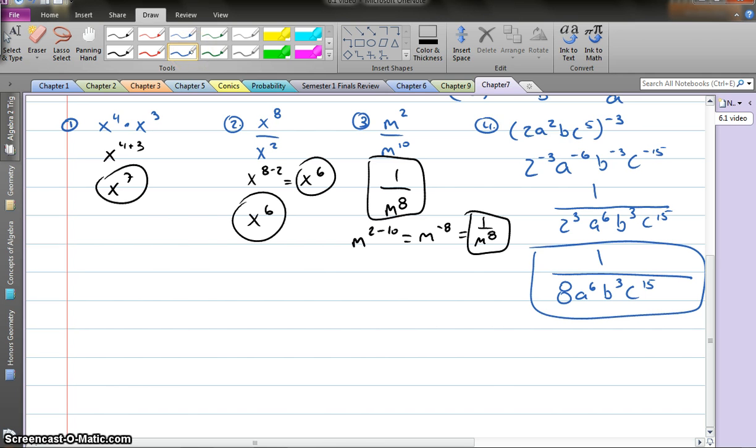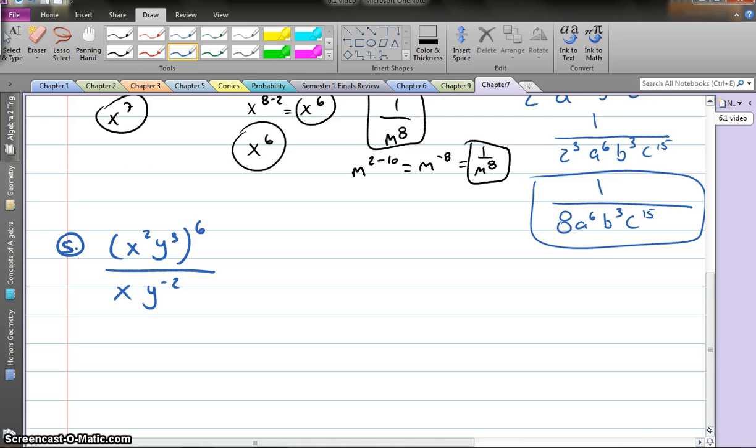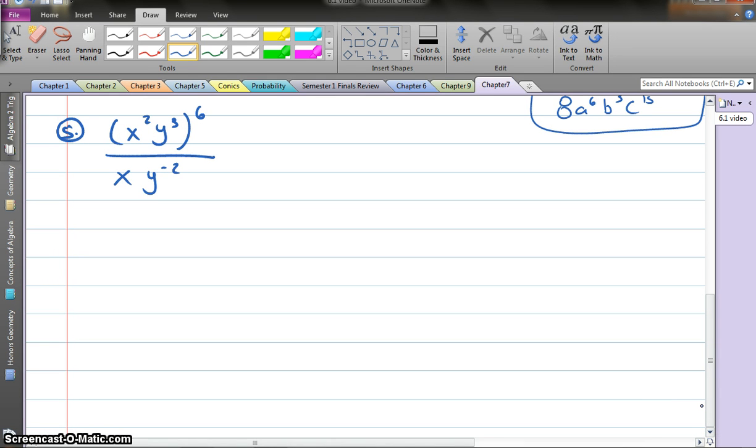So let's do a few harder examples. Let's start with this one. X squared, y to the 3rd, all to the 6th power, divided by x, y to the negative 2nd. Now, in tackling these, the first thing I recommend you do is get rid of all parentheses, get everything alone, get everything positive, and then go from there. So, let's distribute the 6 to everything. So, x squared to the 6th power, x to the 12th, y to the 18th, because 6 and 3 give me 18, x, y to the negative 2nd.